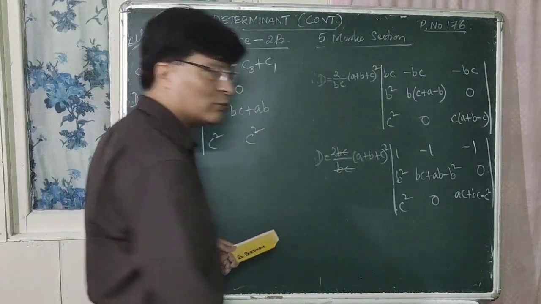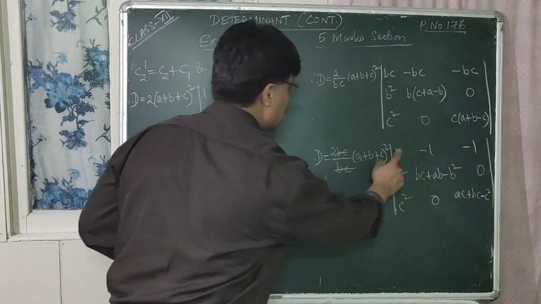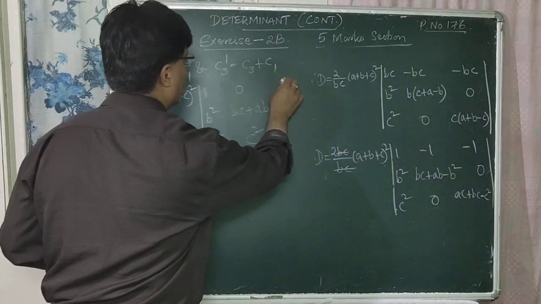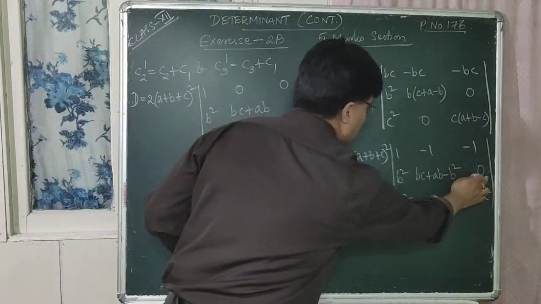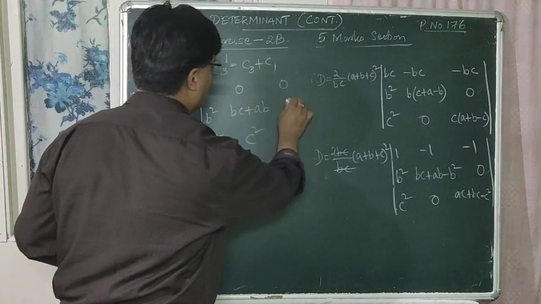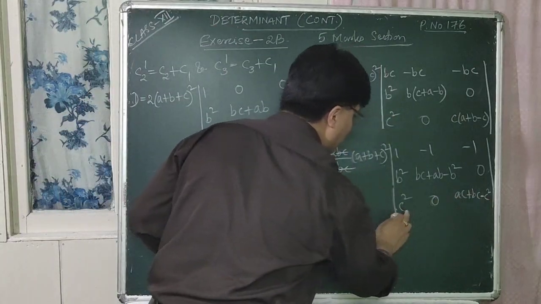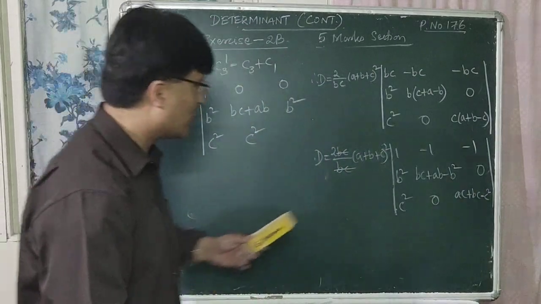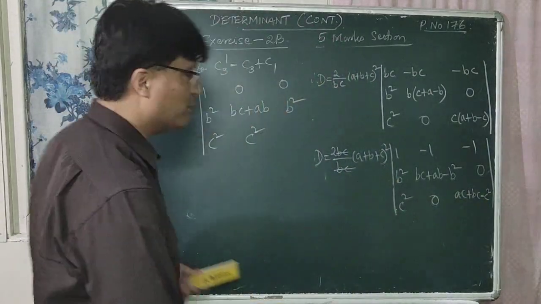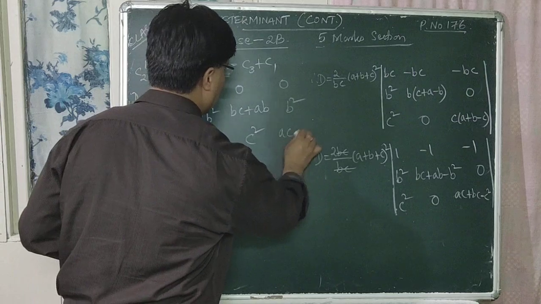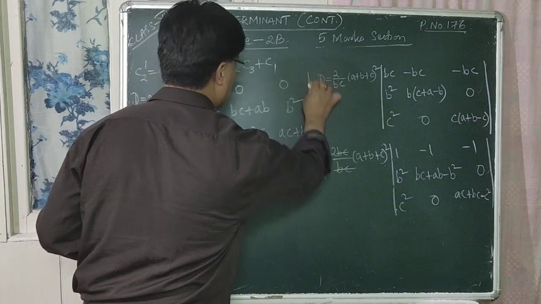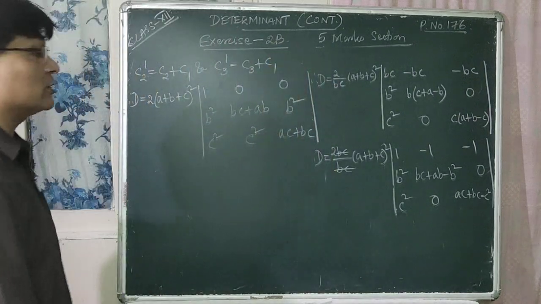How does it change now? Now C3 plus C1. Minus 1 plus 1, this is also 0. 0 plus B square, b square, right? And AC plus BC minus C square plus C square. C square will be cancelled. You will get AC plus BC. This will be AC plus BC. So here the determinant sign is closed.